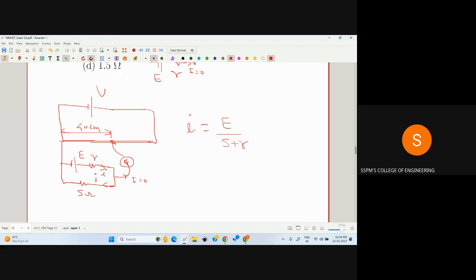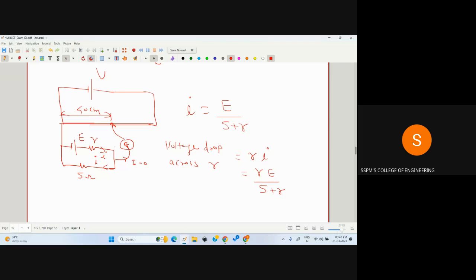And then find the voltage drop across small r. The voltage drop across small r is equal to small r into I, which is r into E divided by 5 plus r. That would be the voltage drop across r. Then you have to find the voltage at this point. The voltage at this point is total voltage E minus the voltage drop across r.